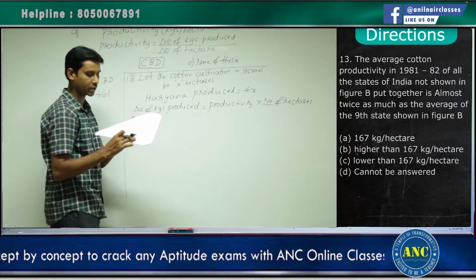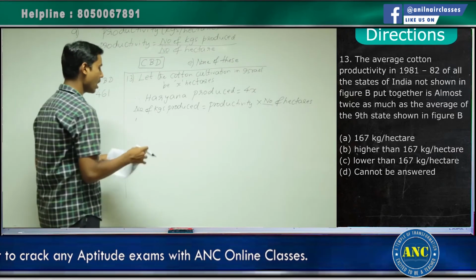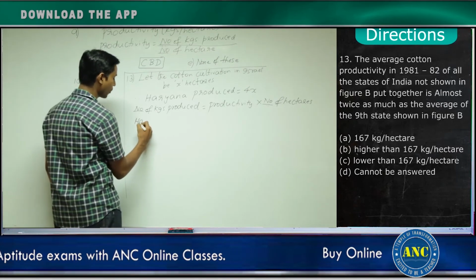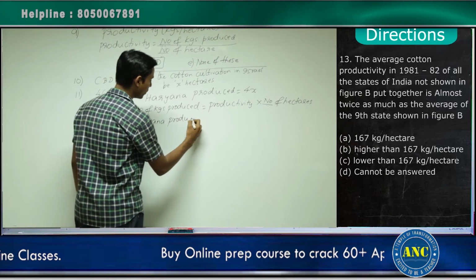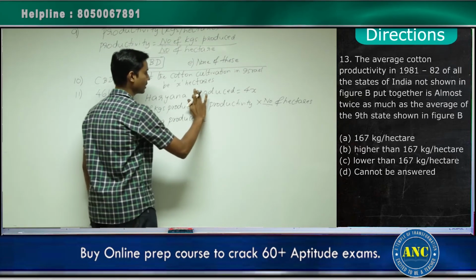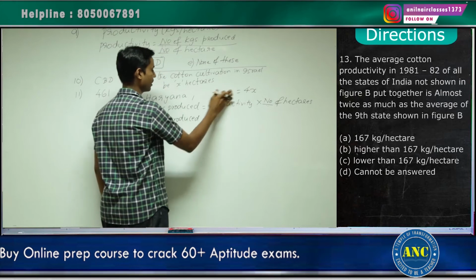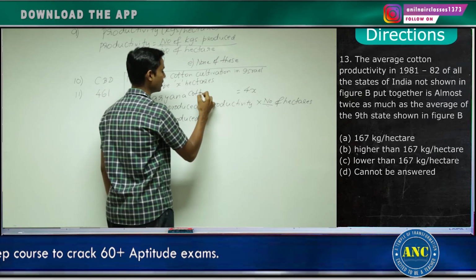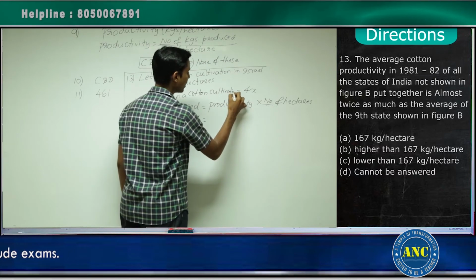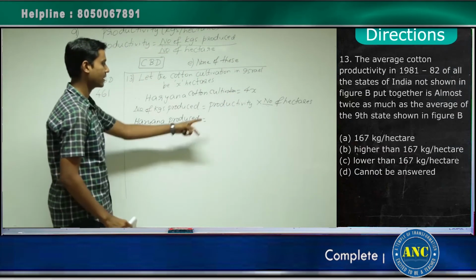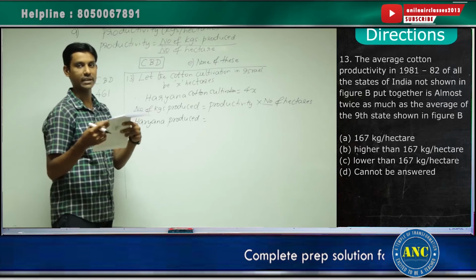Haryana produced more cotton than Israel in 81-82. Haryana produced is equal to how much? This is nothing but cotton cultivation in Haryana. See here. Haryana produced is equal to the productivity of Haryana in 1981-82.